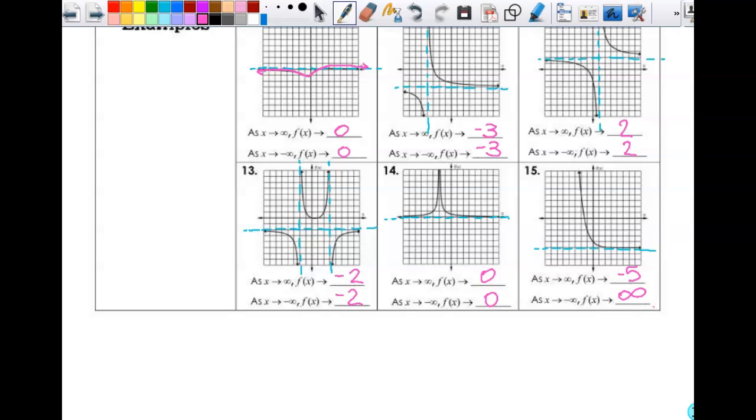Awesome. So you got a little over 10 minutes left. Get started on your Delta Math.